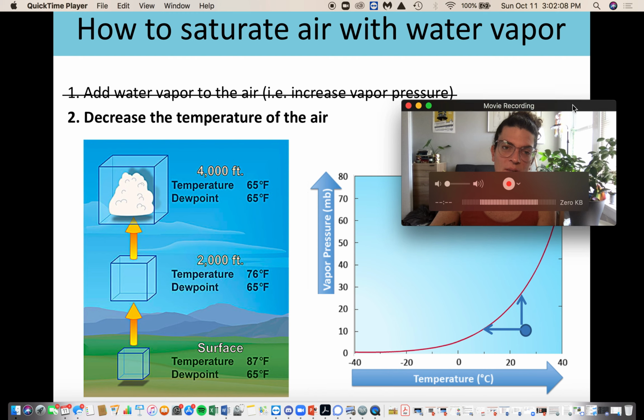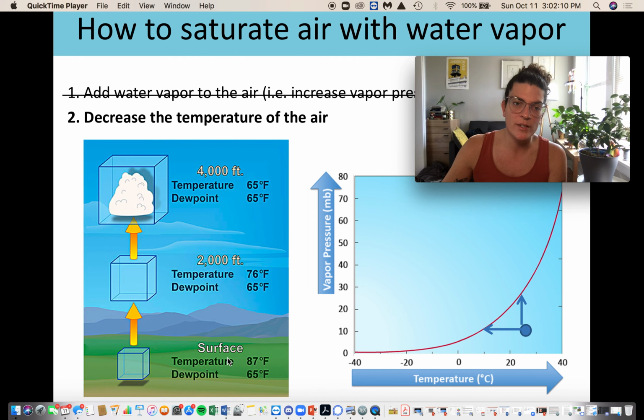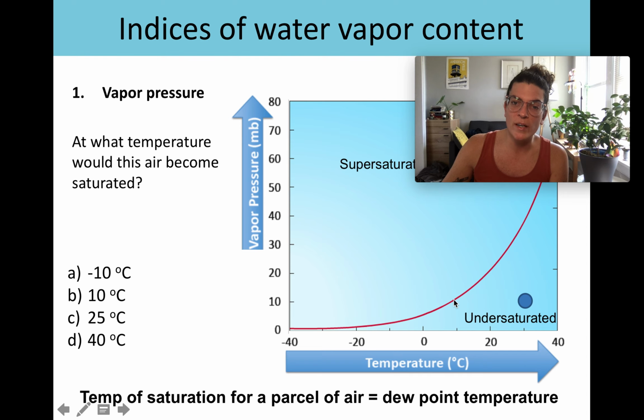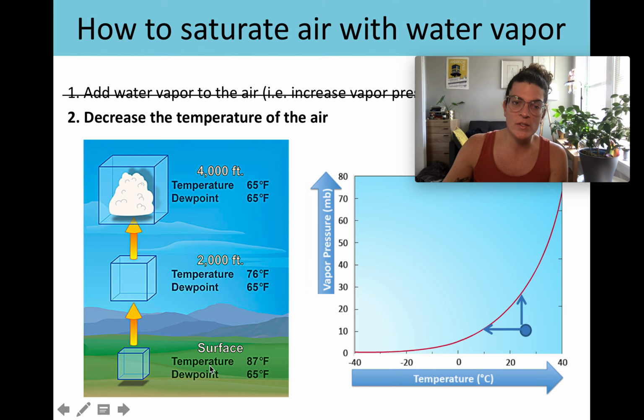And this is exactly what happens in the atmosphere. So here's an example of a parcel of air that's undersaturated. Its temperature is higher than its dew point. Remember, the dew point is the saturation temperature. So for example, for this parcel, the dew point was 10 degrees. So for this parcel, the dew point we measure is 65 degrees. So as I go up in the atmosphere, when it finally gets to 65 degrees, a cloud will start to form in that parcel of air.